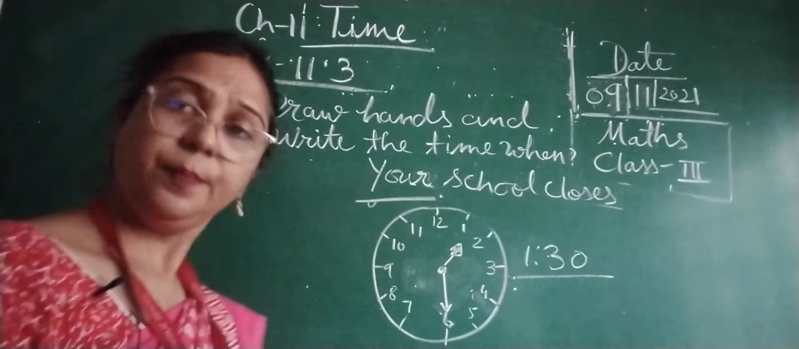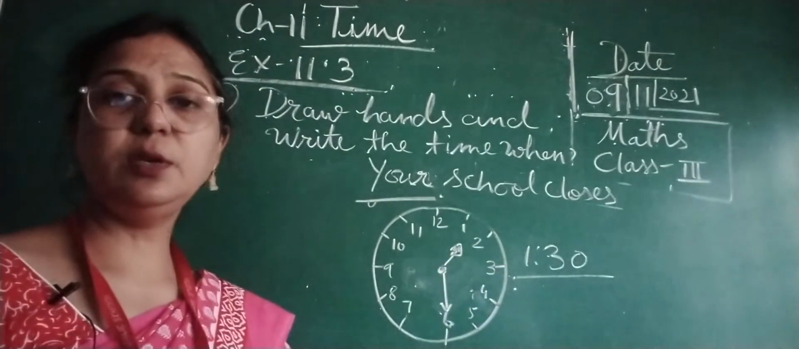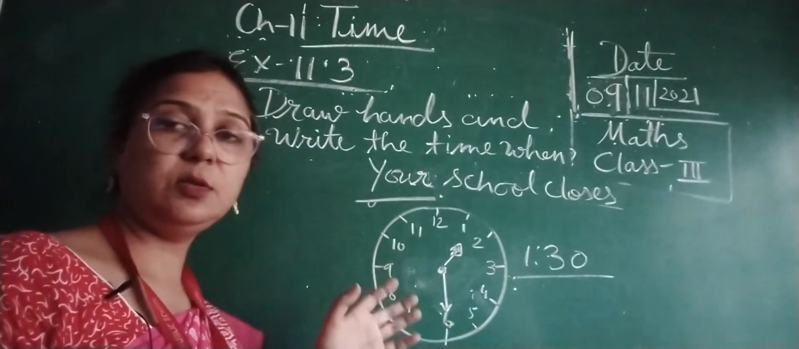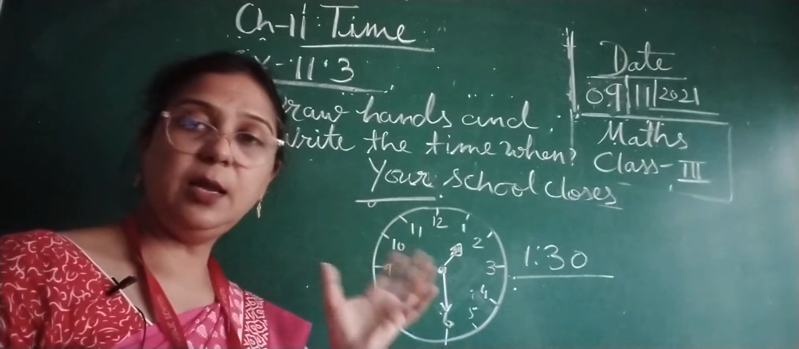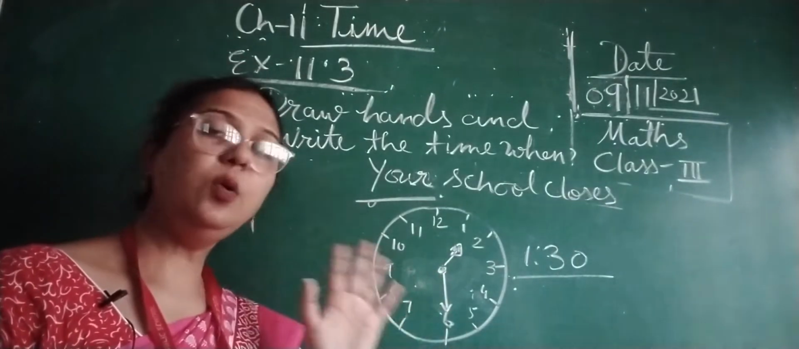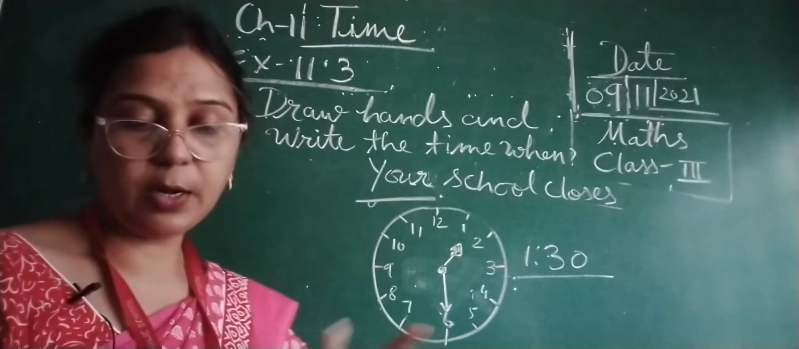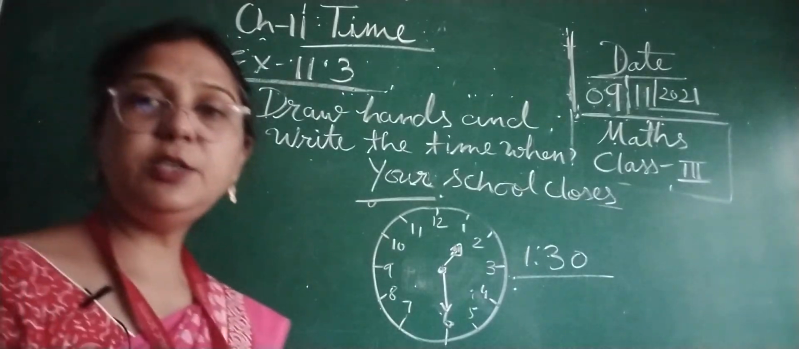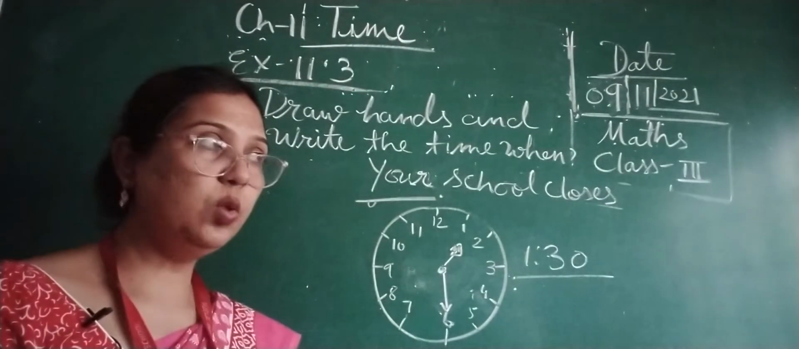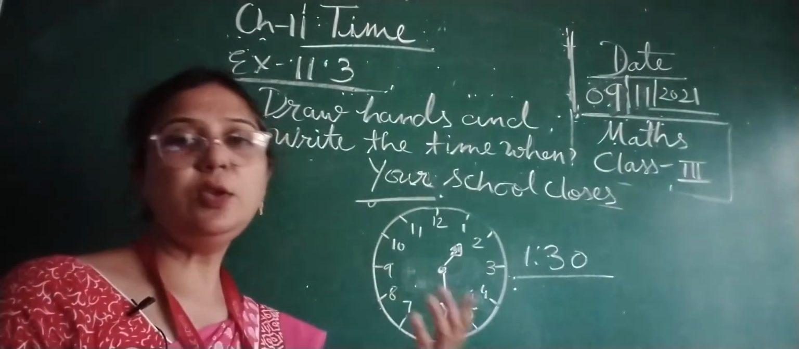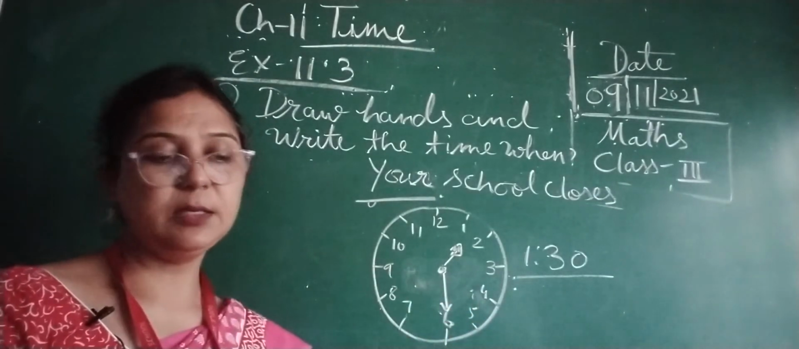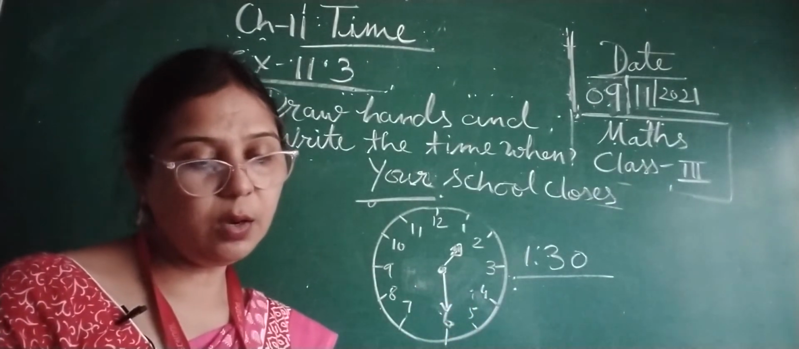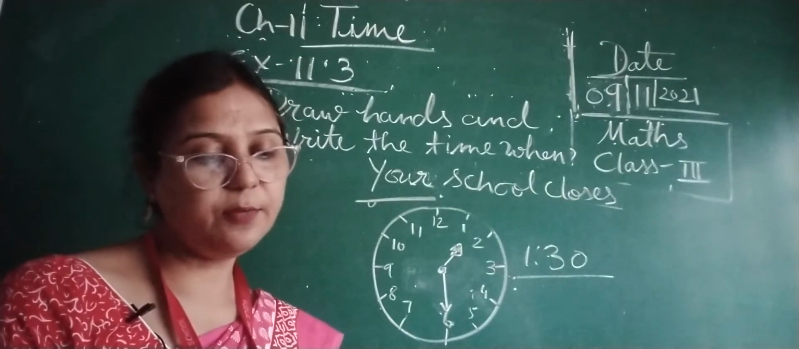Or 1 o'clock, it depends on your school children. It is not necessary that what ma'am has drawn is the only correct answer. No, it depends upon your timing. Nowadays if you are reaching your home or your school is over at 12:40, you can draw it likewise. So now your school closes at 1:30.